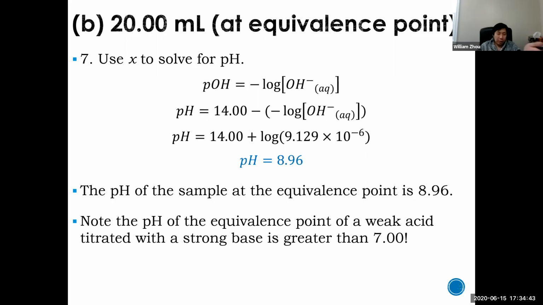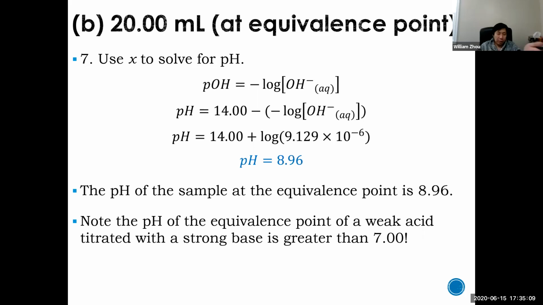What is a fast way of remembering this? Here's how I remember this. It's a weak acid with a strong base. Acid is weak, base is strong, base is better than acid, so therefore it's going to be basic. Okay, that's my shortcut in remembering that this pH should be greater than 7. That is by no means the explanation. That is not why it is greater than 7. It is just a shortcut for me to remember that it is greater than 7.